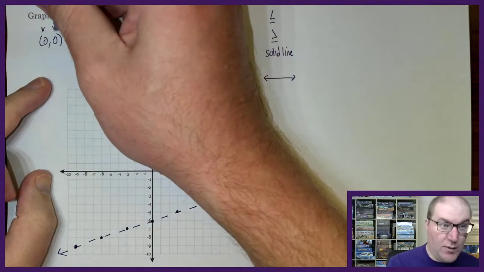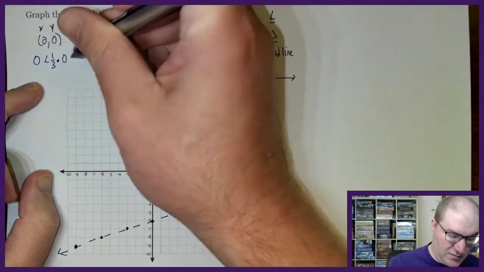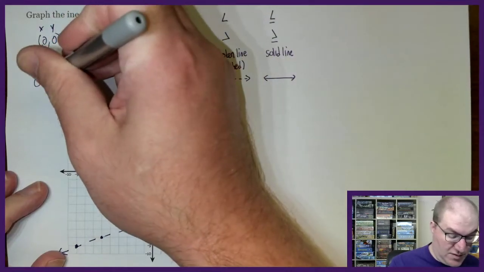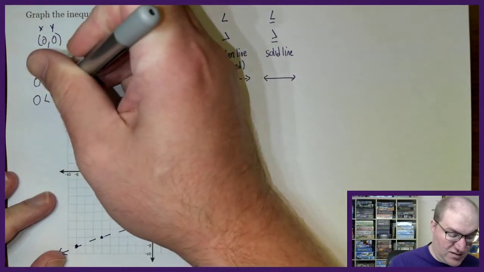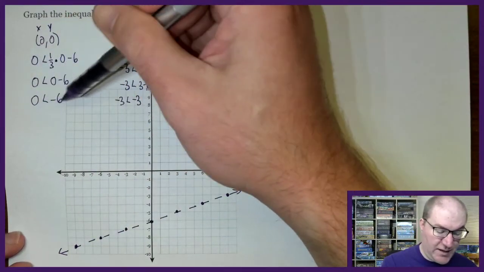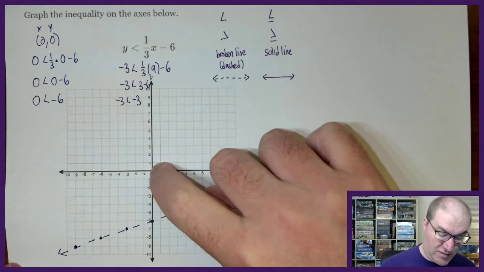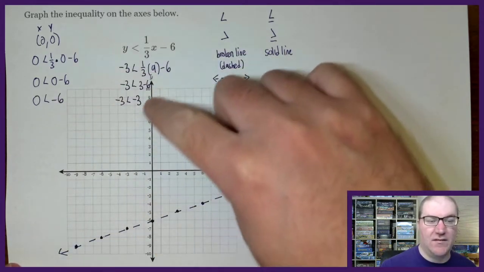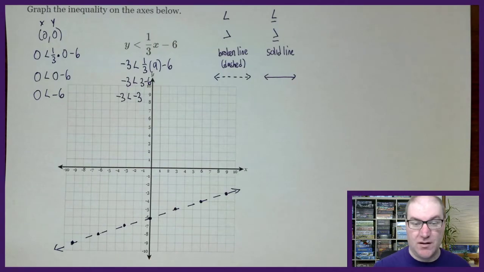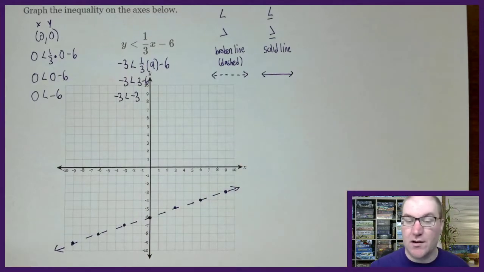So x is 0 and y is 0. So I'm going to get 0 is less than 1/3 times 0 minus 6. So 0 is less than 0 minus 6. 0 is less than -6. I plugged in the 0, 0 for x and y, and then I simplified, and I got 0 is less than -6. That's a false statement. That's a lie. 0 is not less than -6. So that means the 0, 0 and all the points on this side of the dashed line are not solutions. None of the points will work in this inequality. Nothing on this side should be considered a solution.